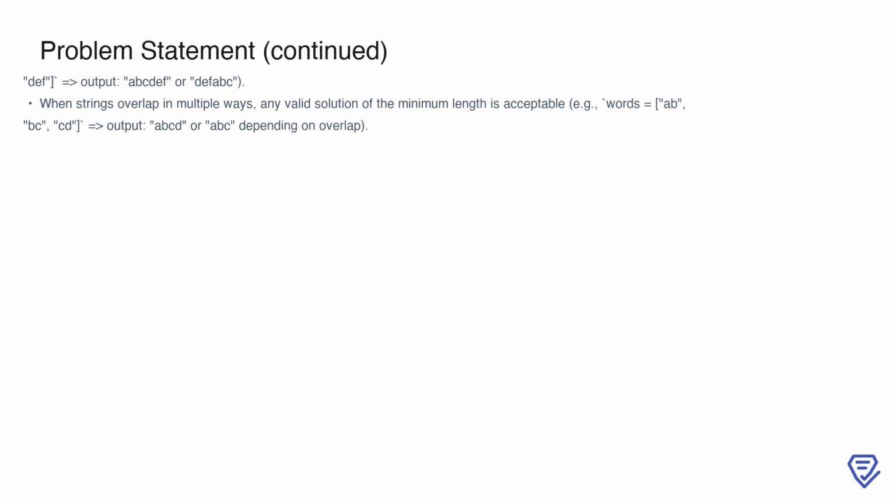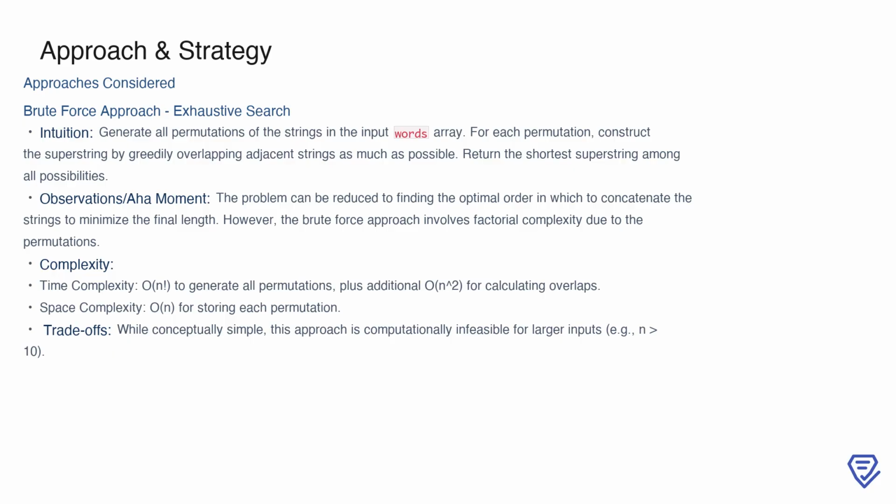To tackle the problem of finding the shortest superstring, the brute force approach offers a straightforward starting point. Here, the idea is to generate all possible permutations of the strings in the input array and construct a superstring for each permutation by overlapping adjacent strings as much as possible. Among these, the solution with the shortest length is chosen.